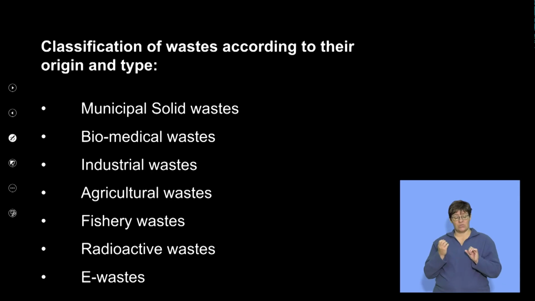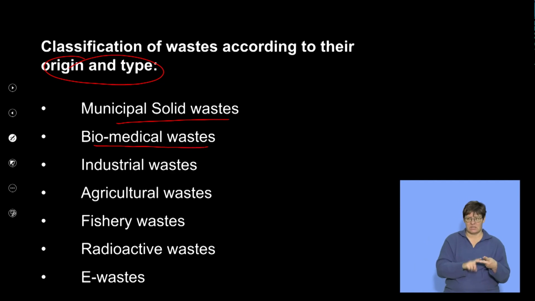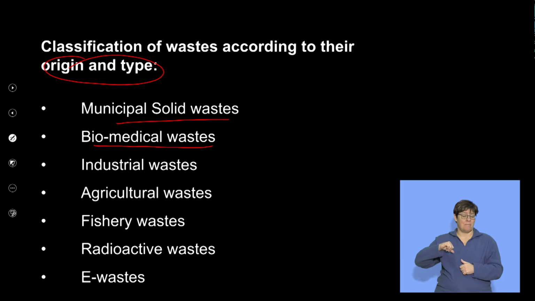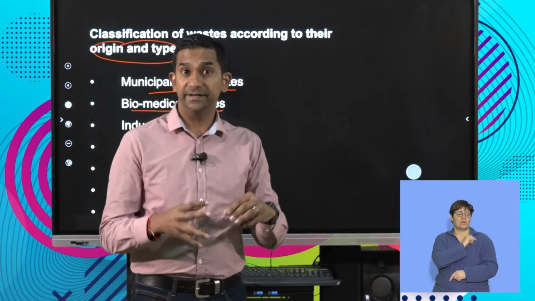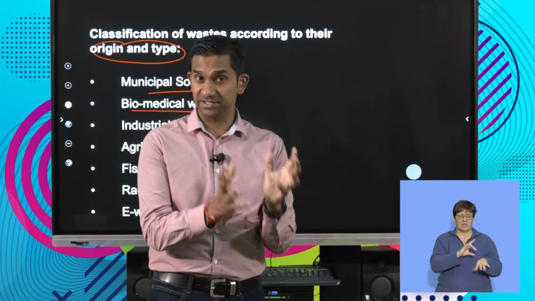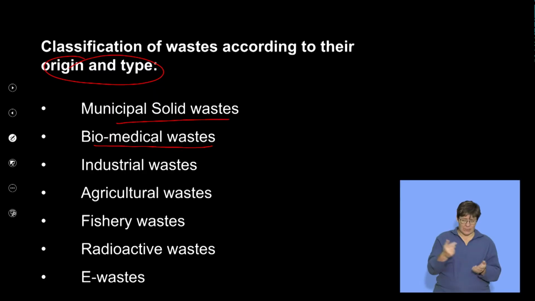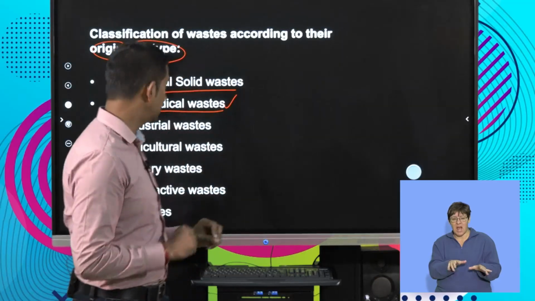We also know that we can classify waste according to the origin and type. So we have municipal solid waste, we have biomedical solid waste. So currently we're looking at all the waste products that are produced in hospitals and facilities where there is human tissues or samplings and testing done. So those are biomedical waste products. Often the concern around infection and pathogens and germs are in those.